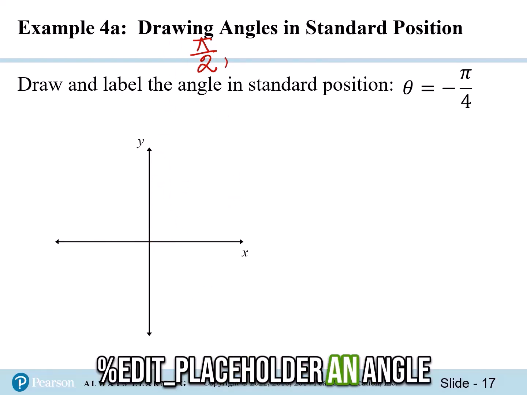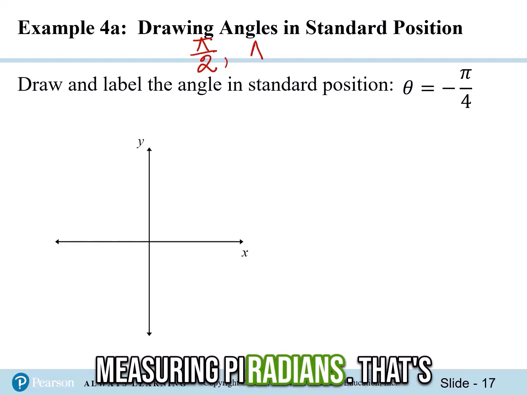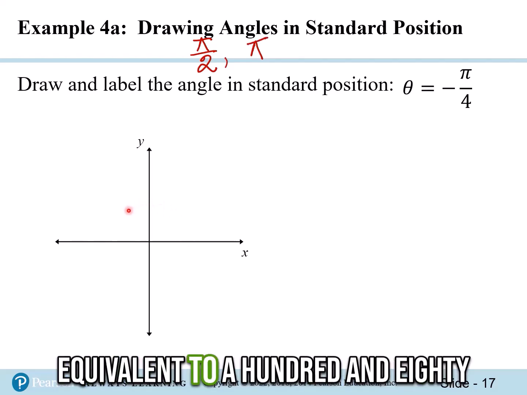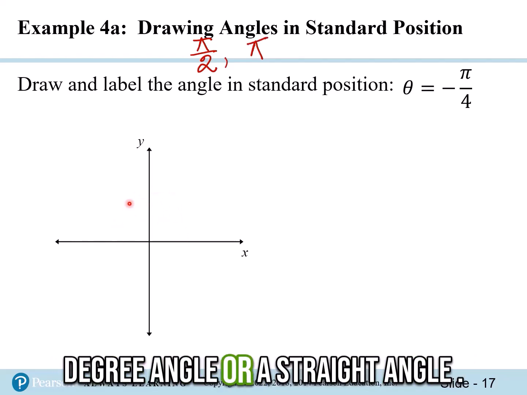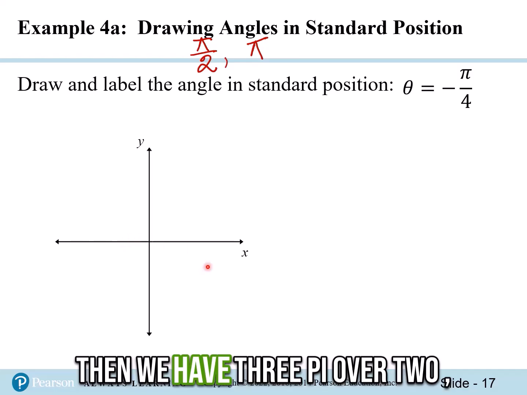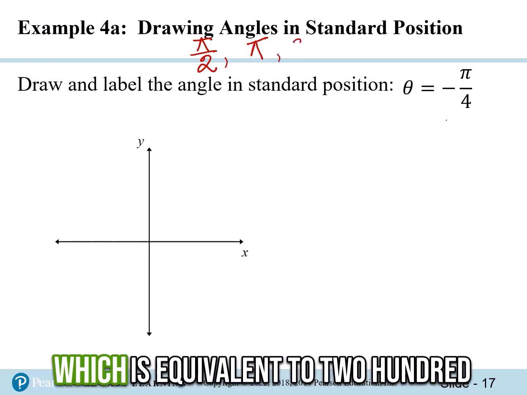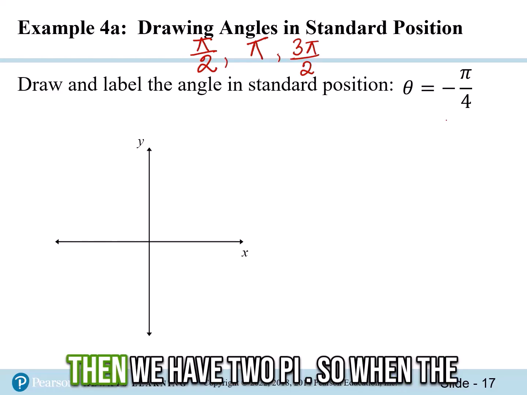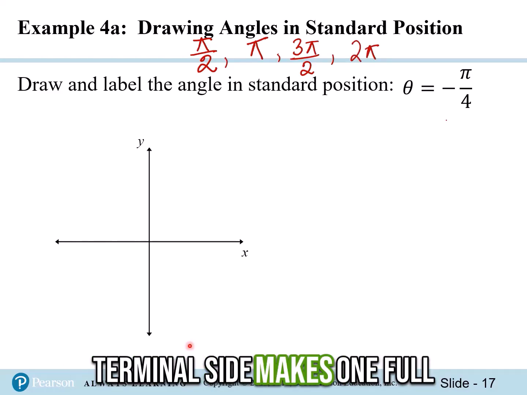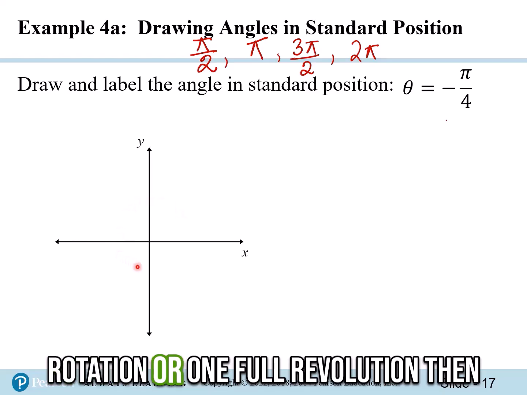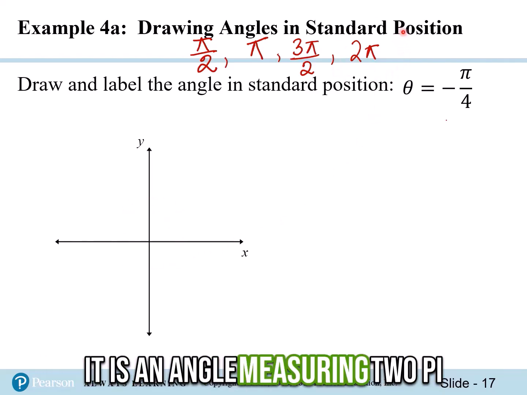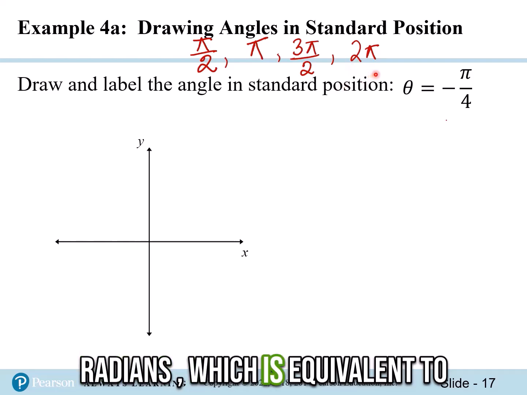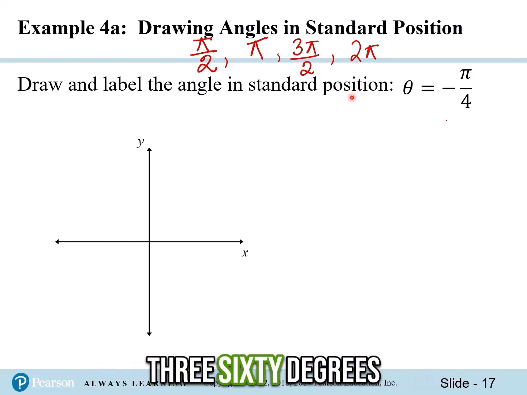Then we have an angle measuring pi radians. That's equivalent to a 180-degree angle or a straight angle. Then we have 3 pi over 2, which is equivalent to 270 degrees angle. And then we have 2 pi. So when the terminal side makes one full rotation or one full revolution, then it is an angle measuring 2 pi radians, which is equivalent to 360 degrees.